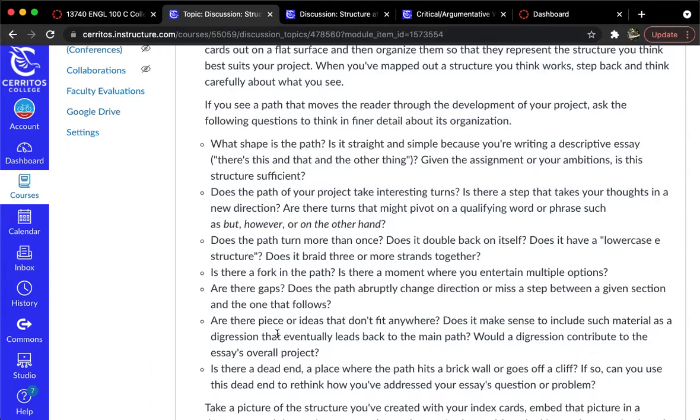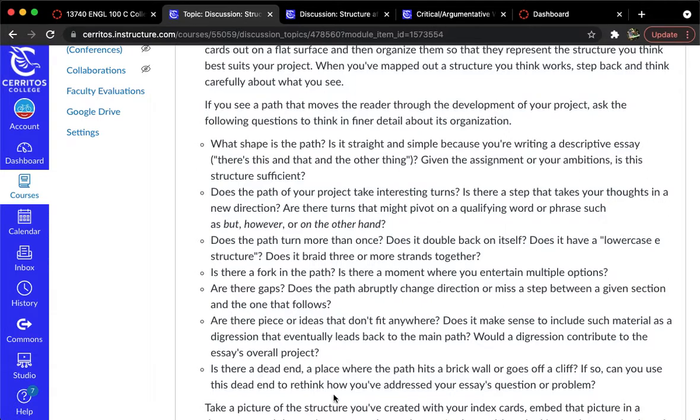Are there pieces of ideas that don't fit anywhere? Does it make sense to include such material as a digression that eventually leads back to the main path? Would a digression contribute to the essay's overall project? So you might notice where you incorporate a point that perhaps doesn't seem to connect to everything else you're exploring in your essay. And so there's a point where you might want to say, you know what, I need to either figure out how I'm going to connect this to the overall point I'm making, or perhaps you need to cut it out, and that's okay.